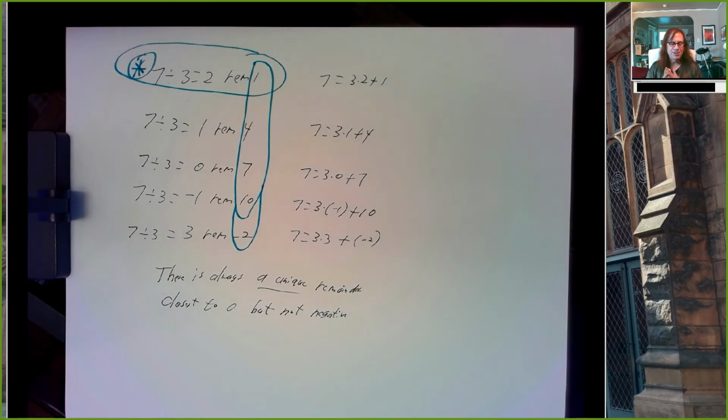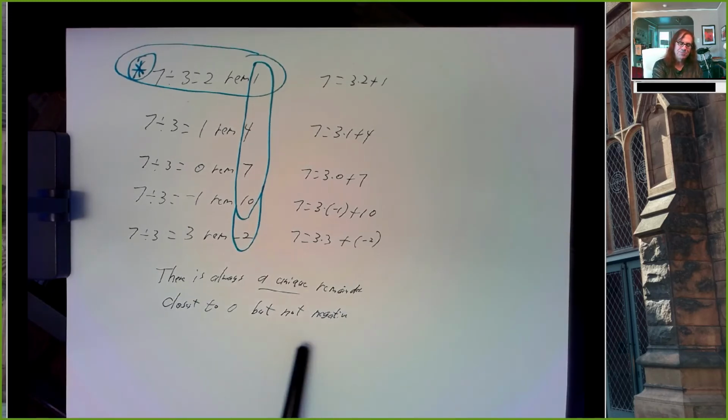And usually when we talk about dividing two numbers and asking for the remainder, that's the remainder we're interested in. The division algorithm is a theorem which basically says that there always is a remainder closest to 0 but not negative, and that it's unique. And proving that takes some work, and we're not going to bother proving it.